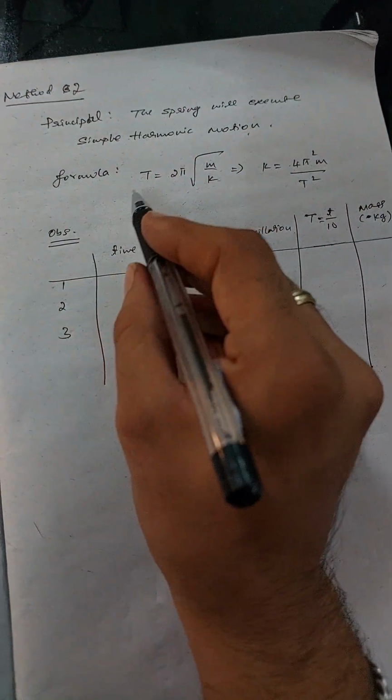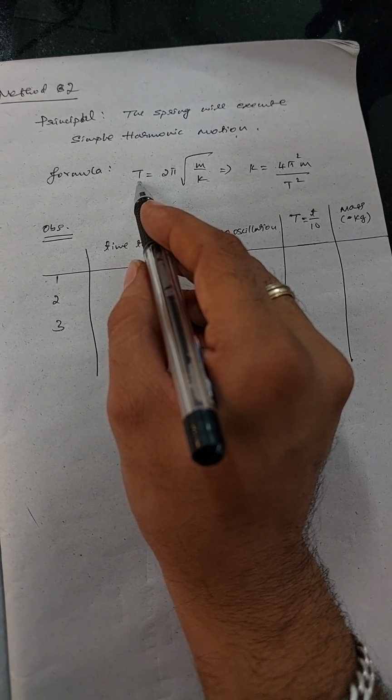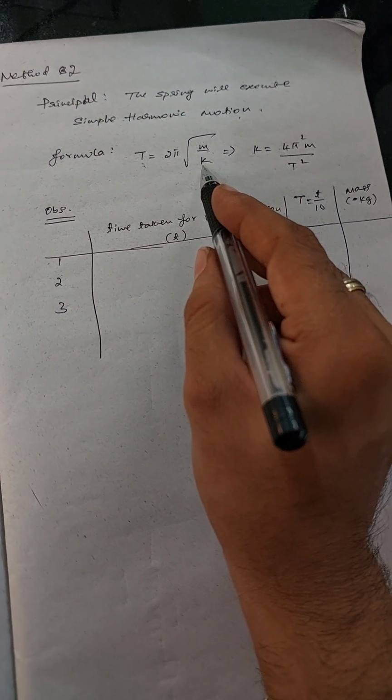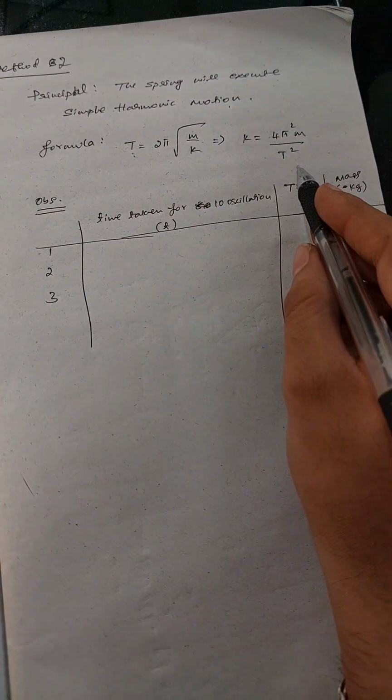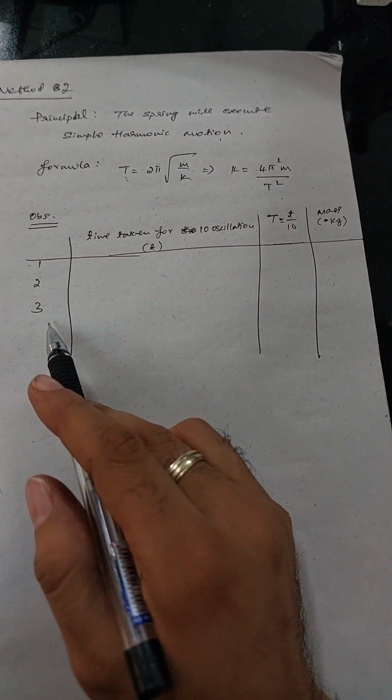You have to explain in the exam what T is. T is the time period, basically the time taken for one oscillation. M is the mass, K is the spring constant. So I want K, so I'll solve for K, and I'll get this formula. The observation pattern looks like this. Three observations are enough.